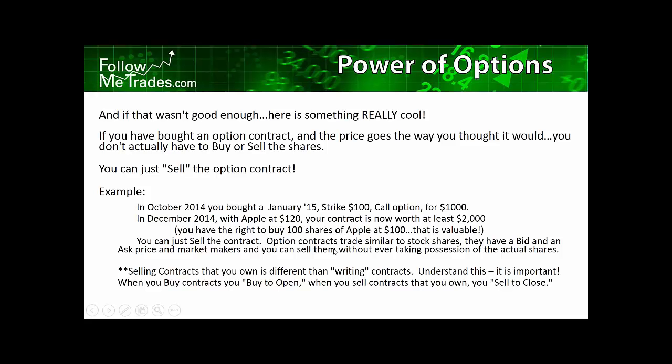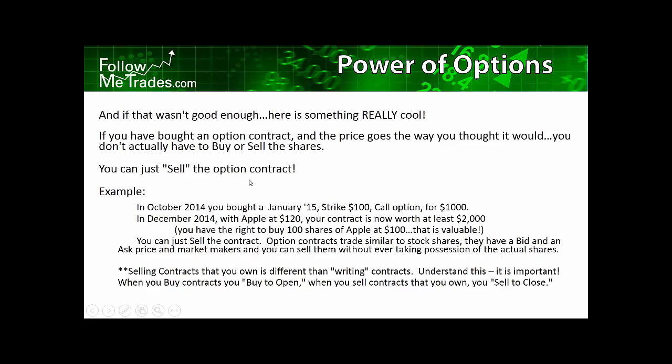And contracts sell just like stock shares. They have a bid and an ask price. They have market makers, and you can sell them without ever actually taking possession of the actual shares. And that's what I do. I rarely actually exercise a contract. I do my analysis on a stock chart. If it's going up, I buy calls. If it's going down, I buy puts. And when the chart shows me that it's time to get out of the trade, I go sell the contracts and take my profit.